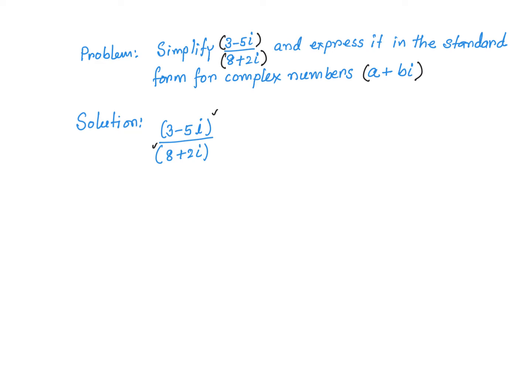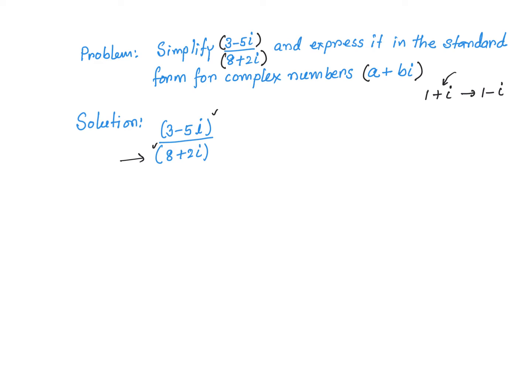You look at the denominator here, which is 8 plus 2i. We are going to find the conjugate of the denominator. So the conjugate of a number, let's do it on the side here. Let's say 1 plus i is a complex number. The conjugate of that number is going to be 1 minus i. Basically, you switch the sign in front of the imaginary part.